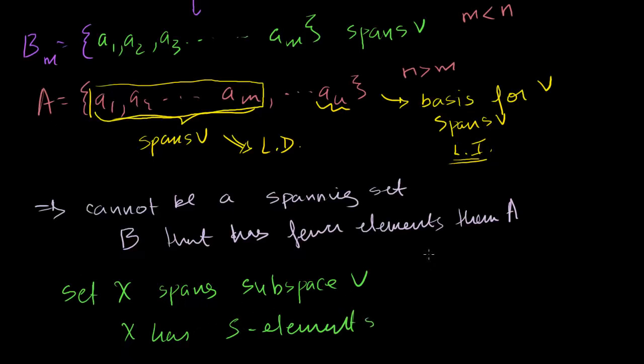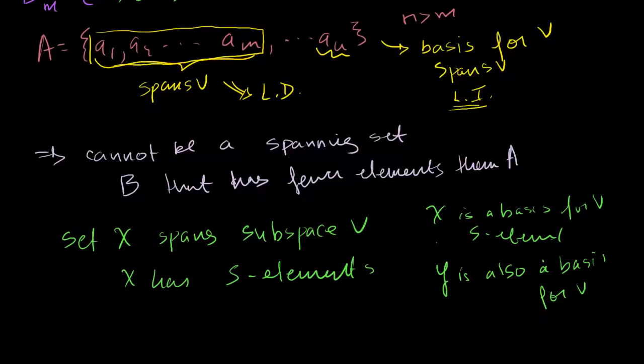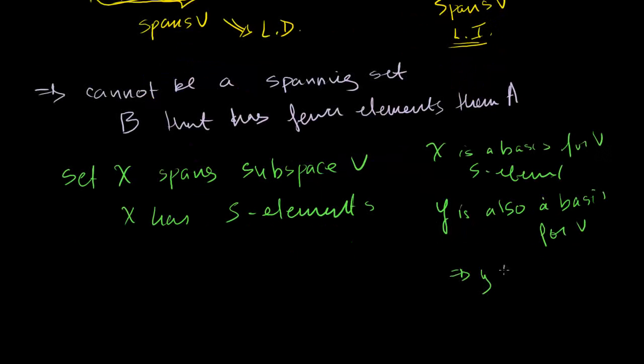Even better, if I told you that X is a basis for V, and it has 5 elements, and Y is another basis for V, let me write it a little nicer, Y is also a basis for V, you know that Y also has to have exactly 5 elements. How do I know that?